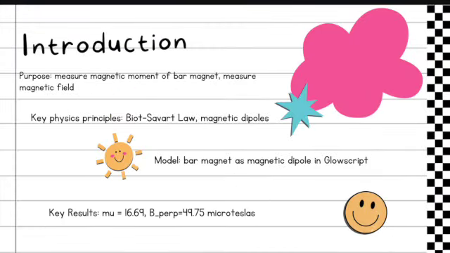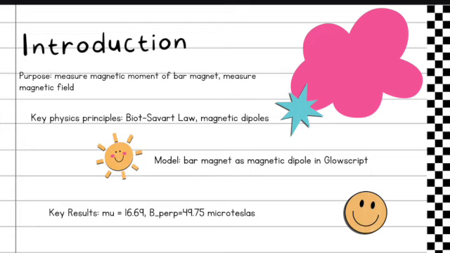The purpose of this lab was to measure the magnetic moment of a bar magnet and measure its magnetic field. Some key physics principles we used were the Biot-Savart law and magnetic dipoles. We modeled the bar magnet as a magnetic dipole in GlowScript.